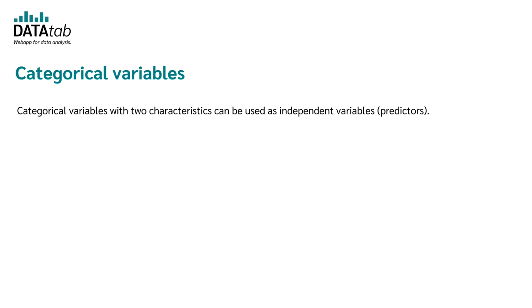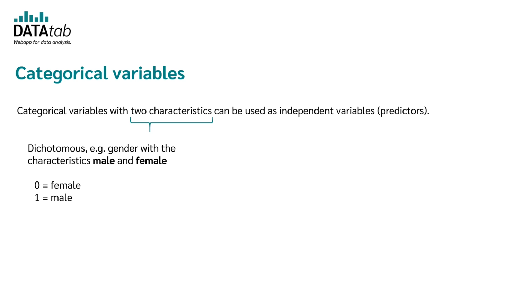In a regression model, categorical variables with two characteristics can be used as independent variables, also called predictors. Categorical variables are either nominal or ordinal variables. Categorical variables with two expressions are also called dichotomous. An example would be gender with the categories male and female. Let's say you coded female as 0 and male as 1. In that case, female would be the reference category.